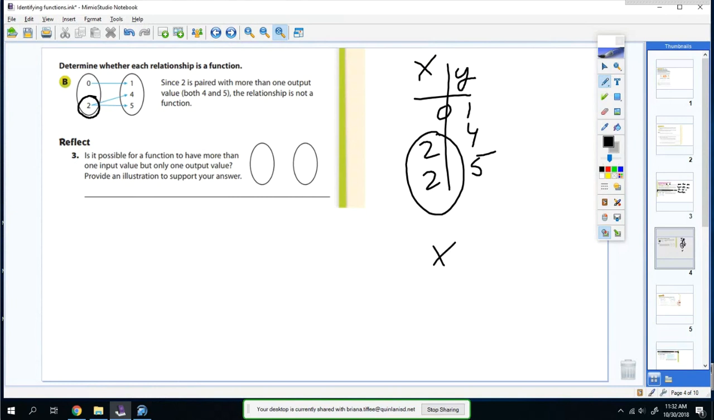Now, if I had an x, y, 1, 4, 5, and this is 0, 2, 2, that's okay. You can have your outputs be the same number. If your outputs are the same number, that's fine. Your inputs, your x's, cannot be the same number.